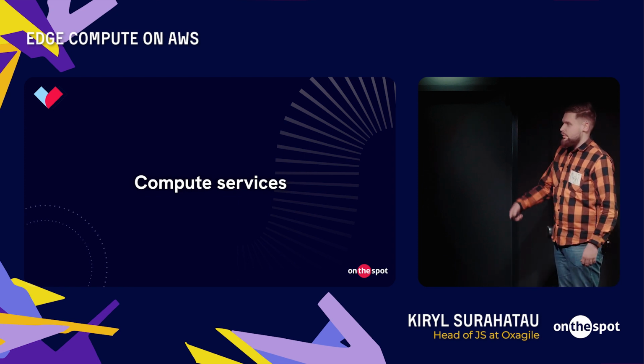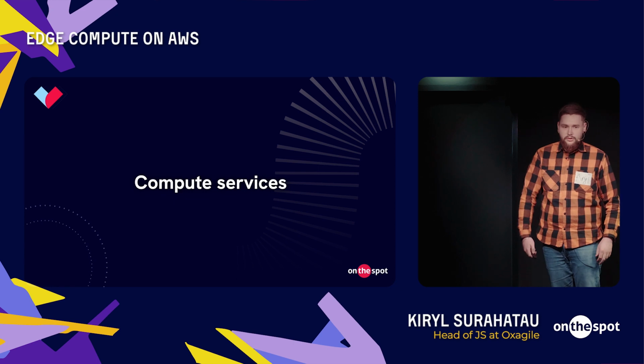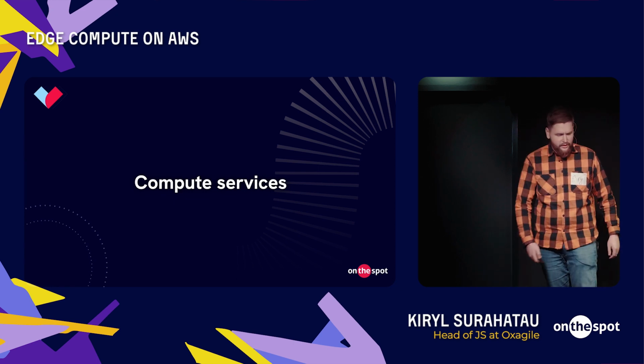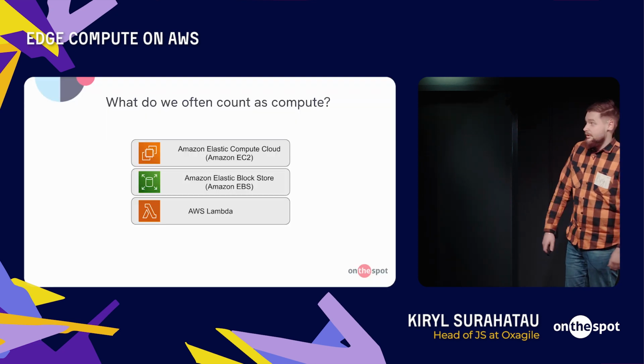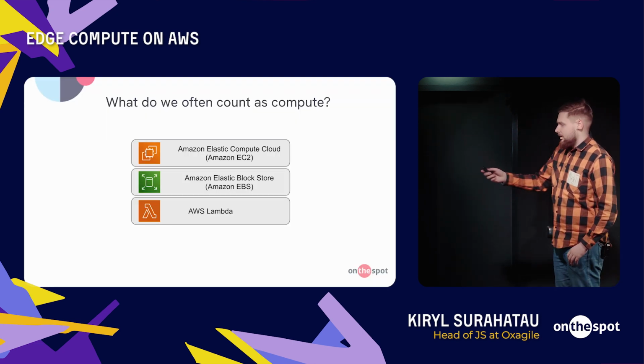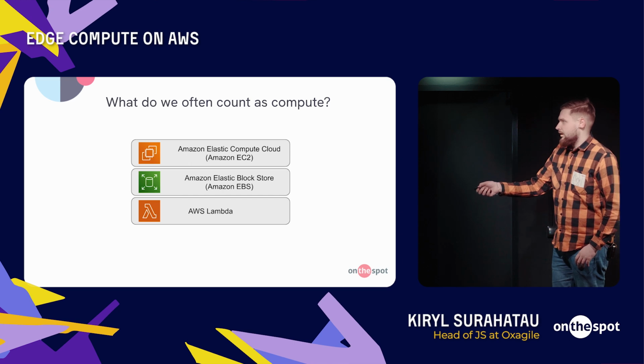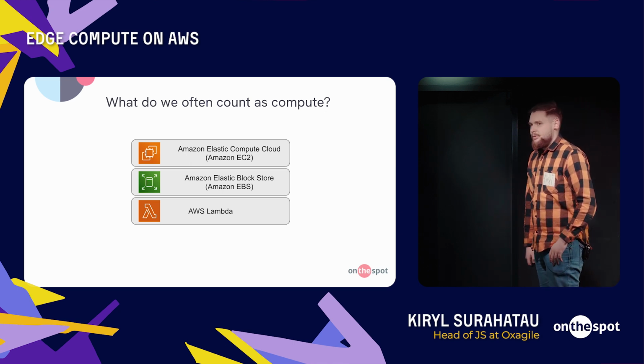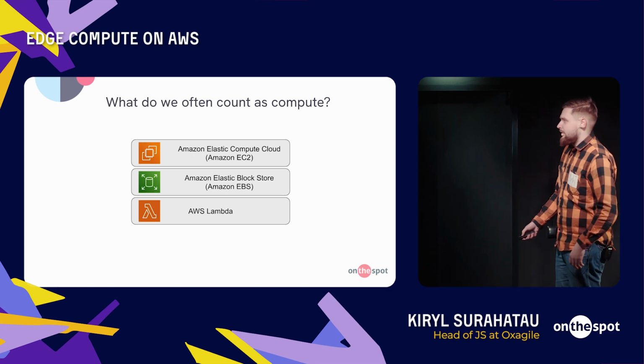So what do we mean under compute services in general? We already discussed GCP, we discussed serverless in Azure. What do we mean under compute in AWS? So three things, essentially. Let's try how our laser remote is working. Everything's fine. So first of all, EC2, Elastic Compute Cloud, virtual machines, for those who are unfamiliar.